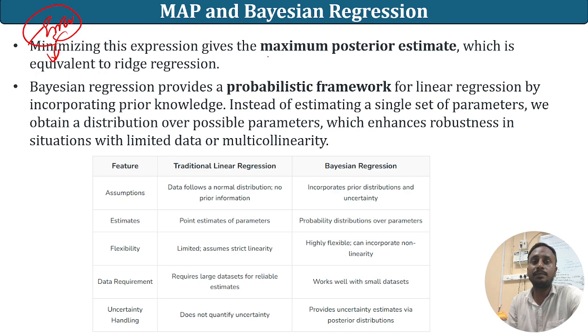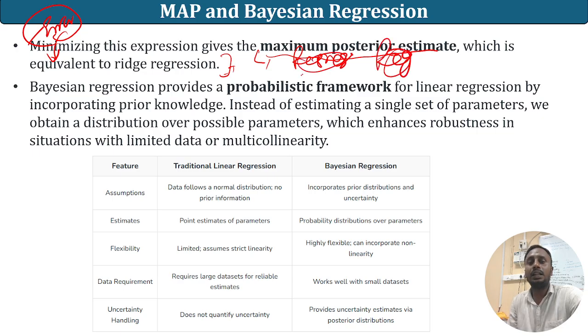It will give the maximum a posteriori estimate, which is equivalent to ridge regression. It's called L2 regression. L1 is actually lasso.